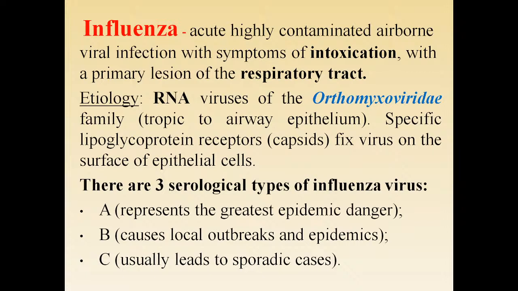Etiological factor for influenza: RNA viruses of the Orthomyxoviridae family. This virus has tropism to airway epithelium by use of specific receptors, capsids, which fix the virus on the surface of the epithelial cells. There are three serological types of influenza virus: A, B, C.